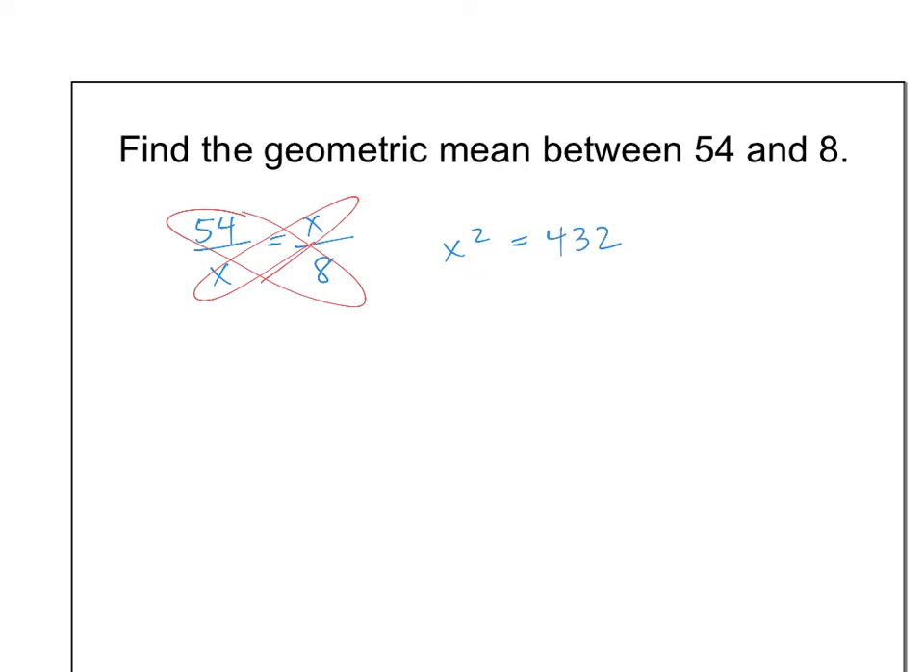And then we want to solve for x, so we take the square root. The square root of x squared is plain old x. And if we take the square root of 432, it is 20.78 approximately.